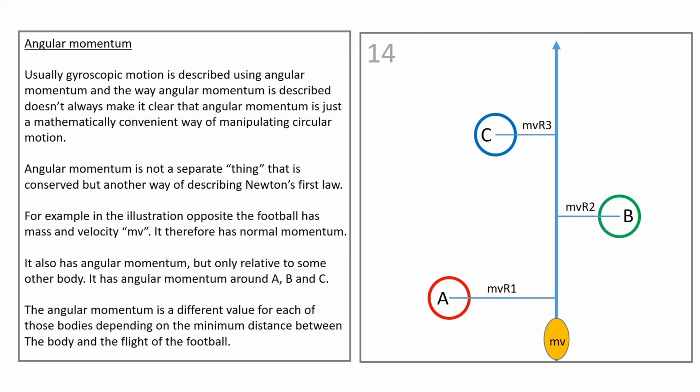It's different for each of them because it's a product of the football's mass, its velocity, and the distance of its nearest approach to that particular catcher. So we don't talk about the football just having angular momentum, but always about having angular momentum around a particular object. It'll have a different number and perhaps even a different sign for each of the catchers.